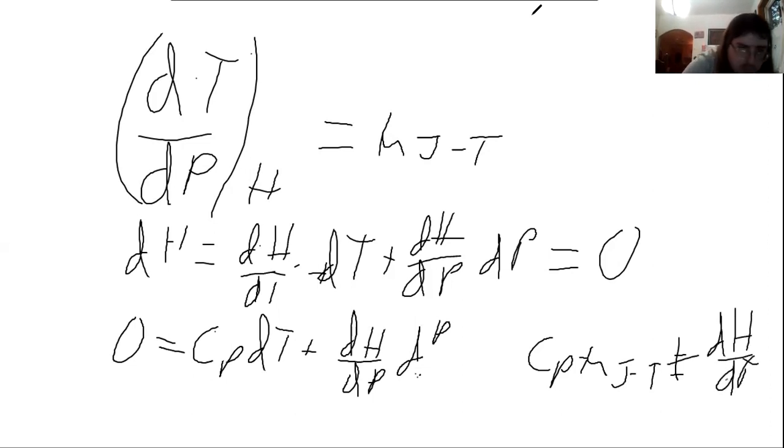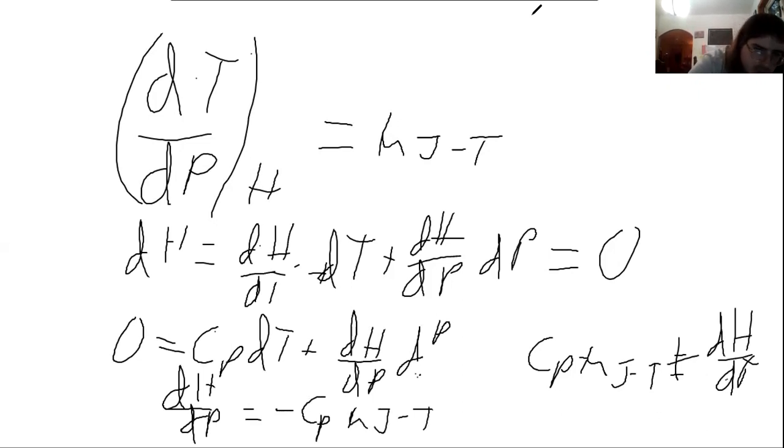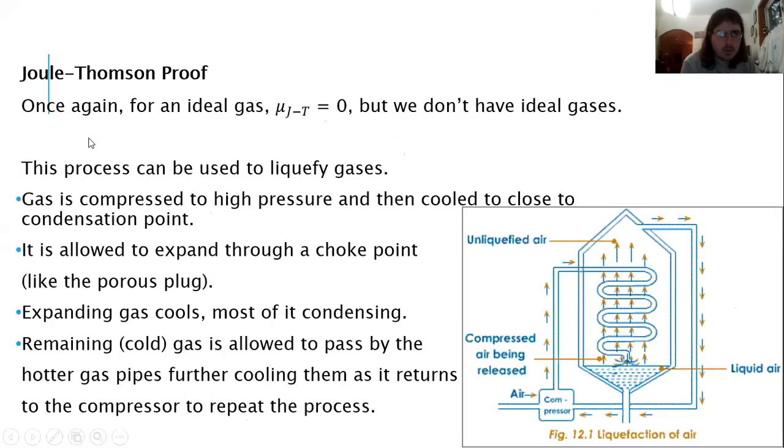Getting that to the other side, we find another way to solve for dH/dP for a real substance. That's equal to negative C sub P, which is pretty easy to find, times mu JT, which is a substance-dependent constant. So you can multiply that and look at how enthalpy will change under changing pressure for a real substance.